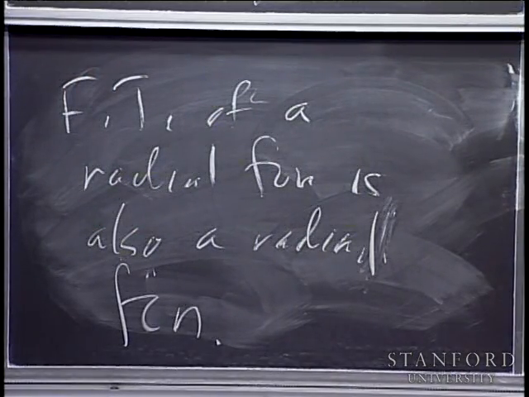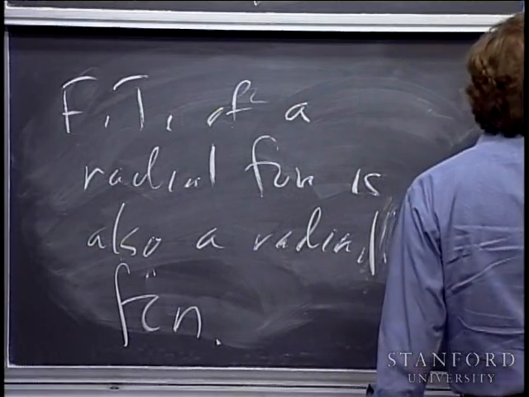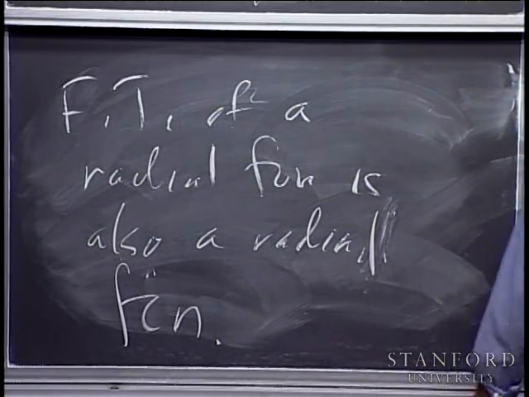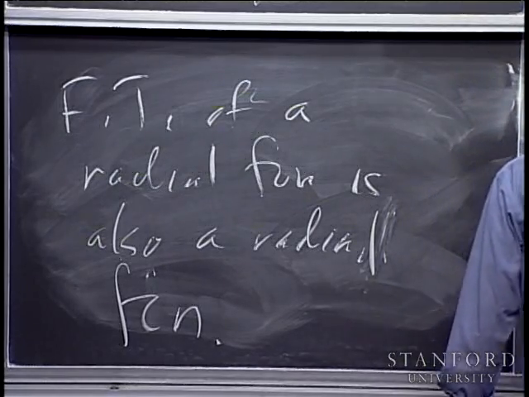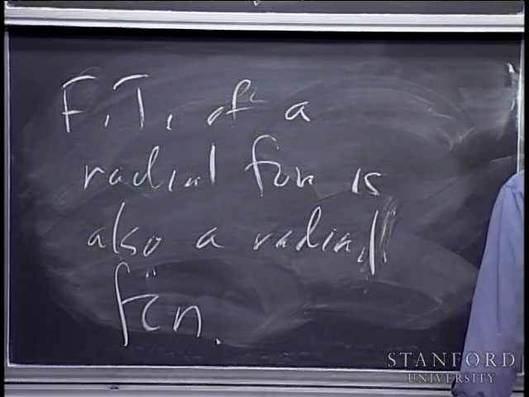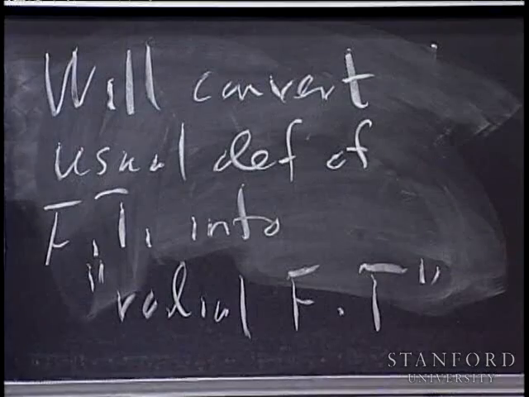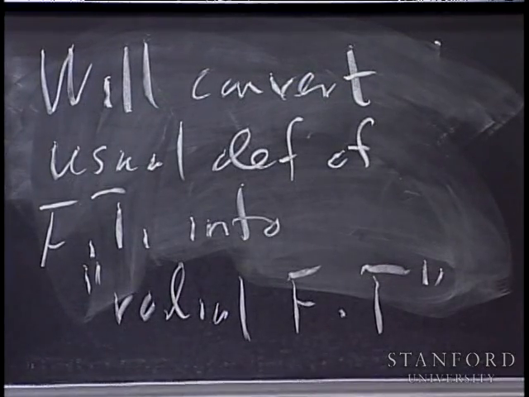I don't think we're going to be able to get into this, but let me make a comment here. We're going to get a somewhat complicated formula for the Fourier transform of a radial function. We'll convert the usual definition of a Fourier transform into a radial version, a "radial Fourier transform." Again, I'll put that in quotes. It has another name: the Hankel transform. Now, in many applications, radial functions are a more natural way of describing the phenomena.